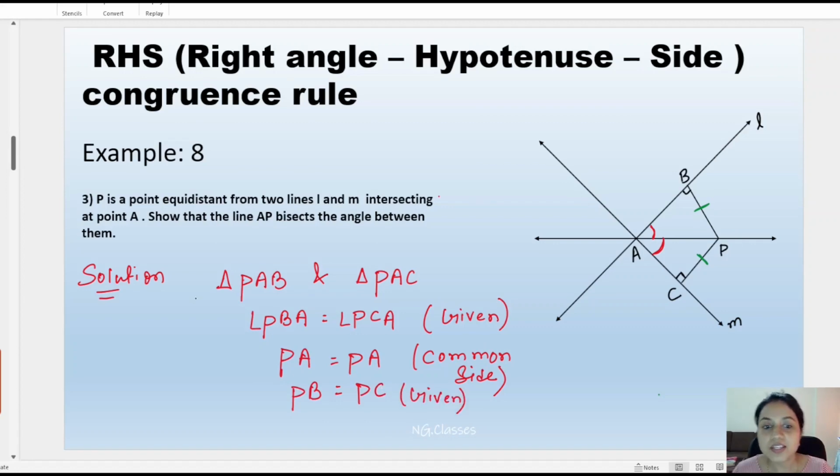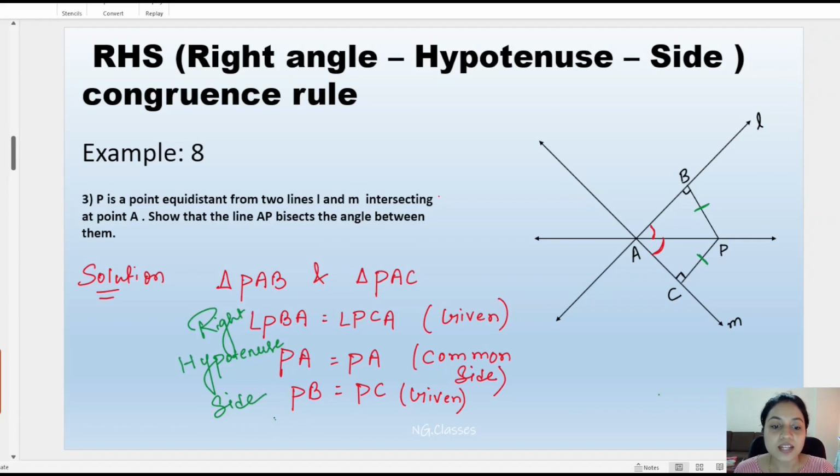Now let's see the sequence. So here we have a 90 degree, that means a right angle. After that we have one side the same. So that side, if you look carefully at the figure, is opposite to the 90 degree. That means PA is the hypotenuse for right angle triangle PAB and also for right angle triangle PAC, right? So we got the hypotenuse the same and again we got one side the same. So this is following the pattern of RHS: right angle, hypotenuse and then side.